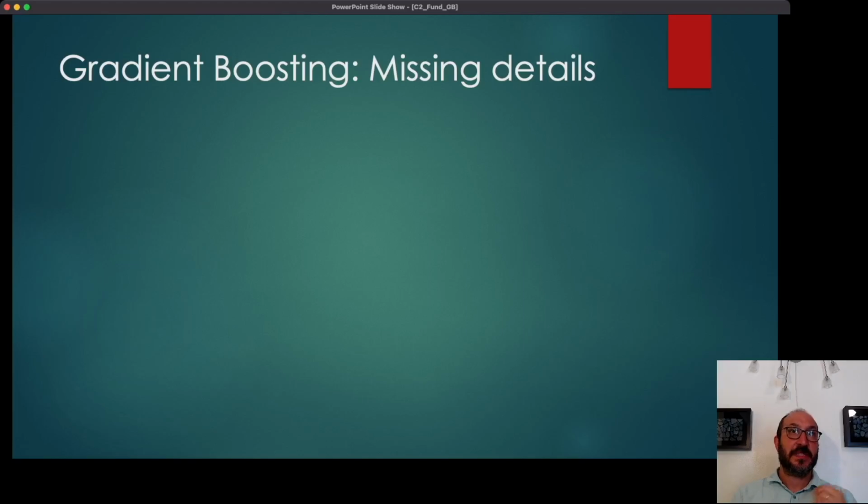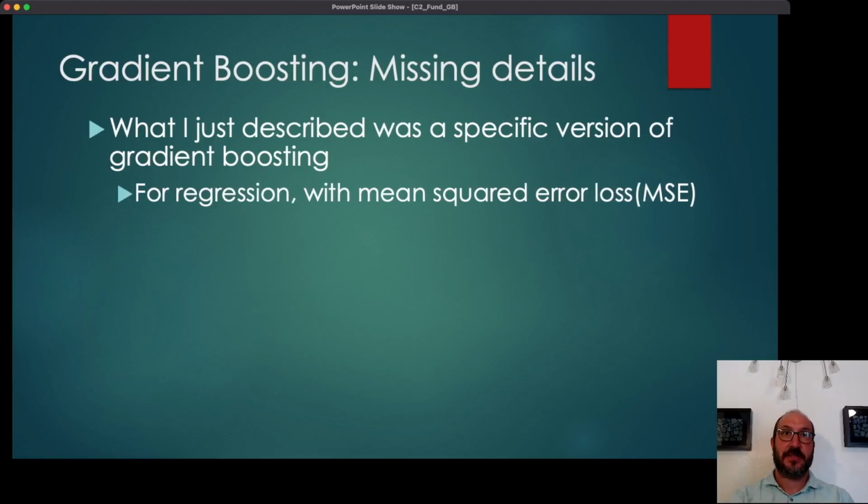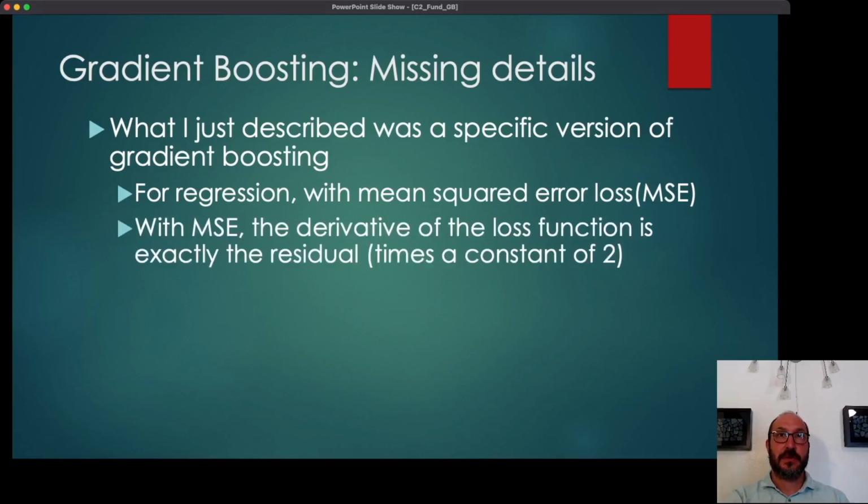Now, there are a bunch of details, though, that I've glossed over, and so I'm going to go through those now. What I just described was a very specific version of gradient boosting, and in fact, it was specific to a regression problem with mean squared error loss. Now, why is the mean squared error loss important? Well, with mean squared error, the derivative of the loss function with respect to your prediction is exactly the residual times a constant of 2.